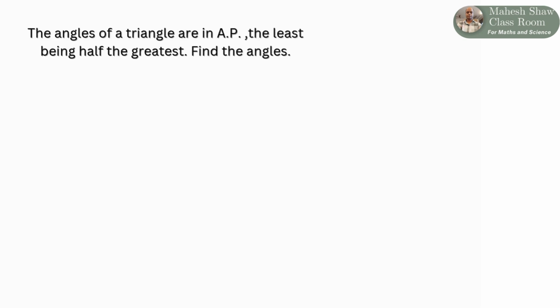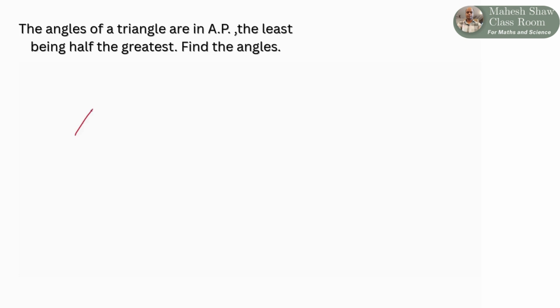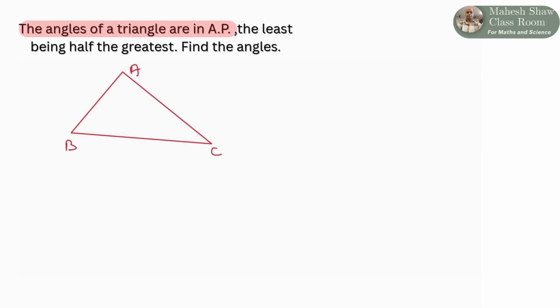The angles of a triangle are in AP, the least being half the greatest. Find the angles. So let's say I make a triangle first, this could be any triangle, and I name this triangle ABC. Now further it is given that the angles are in AP, so we can take the angles. We know that three numbers in AP can be written as A, A plus D, and A plus 2D. So we can write these angles.